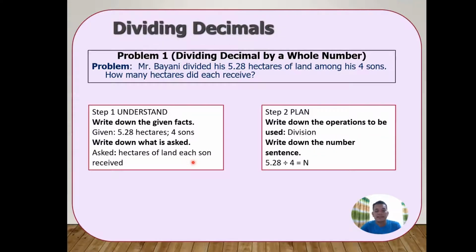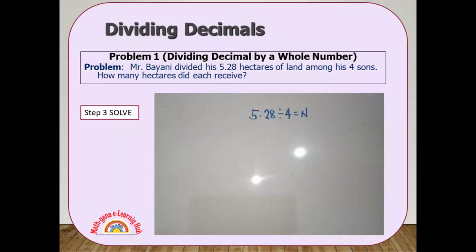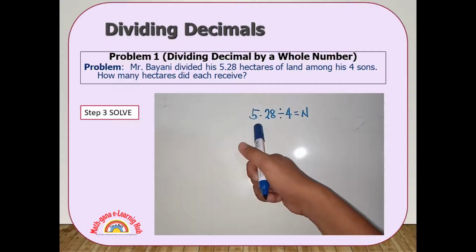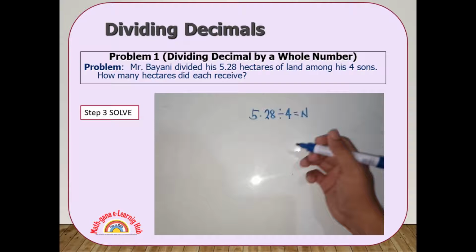And step 2 is plan. In planning, we have 2 basic questions that we need to answer. What operation are we going to use? Then what is the number sentence? So what operation? We will use division. Then write down the number sentence, that is 5 and 28 hundredths divided by 4 equals n. So now let us solve the number sentence.